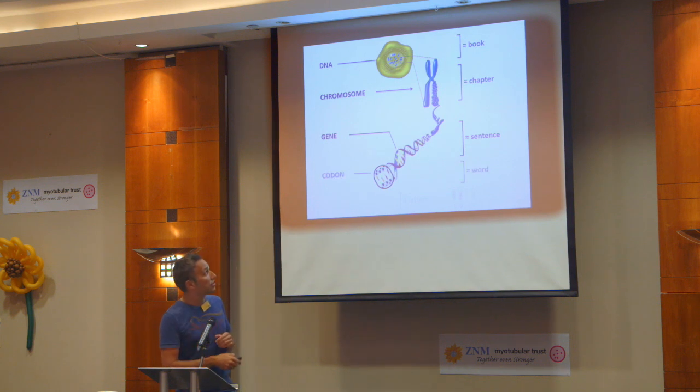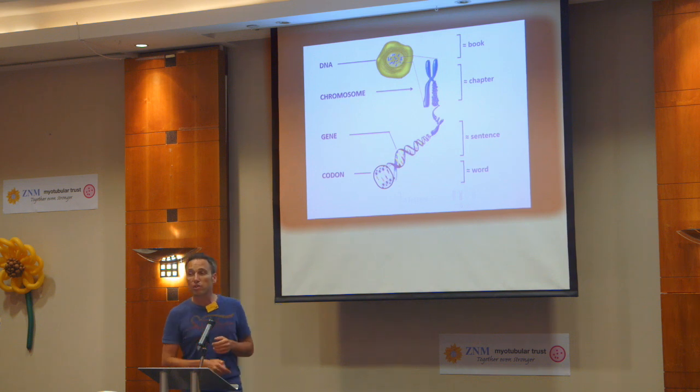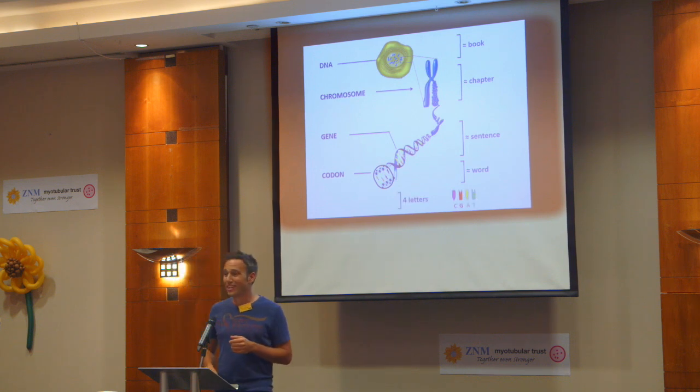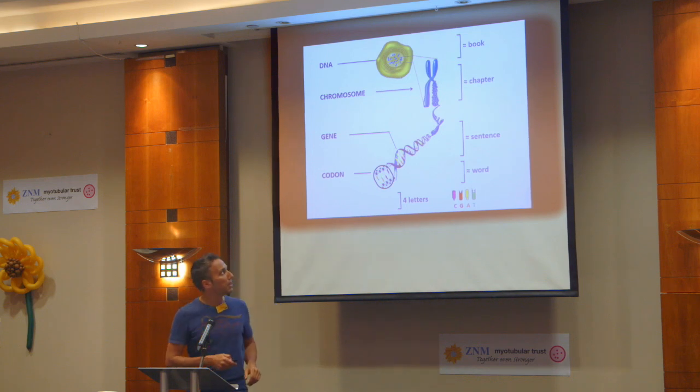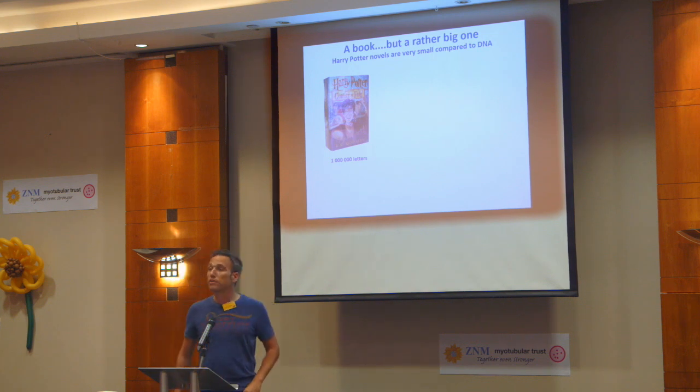And within sentences, we have some words. At the genetic level, we call this codon. And the codons are composed of 4 letters, C, G, A, T. So we really read DNA like a book. It's quite a big book, because you might have read this book here, Harry Potter, especially in England. I guess that everybody has read this here. So quite big book, quite interesting.